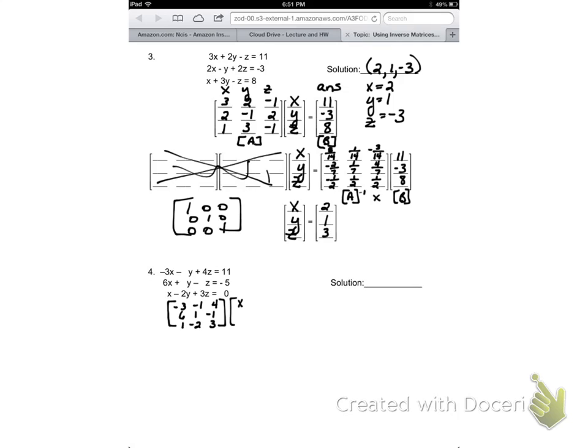Our variable matrix is X, Y, and Z, and that equals 11, -5, and 0. Now all of this here on this side multiplies just to be X, Y, and Z. And then we multiply, we get our inverse. I may need to make this a little bigger.